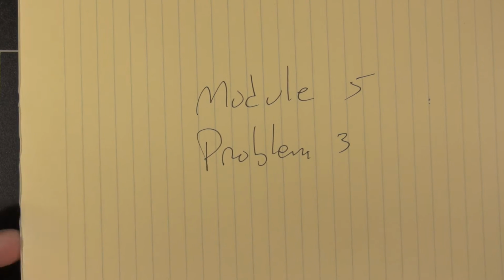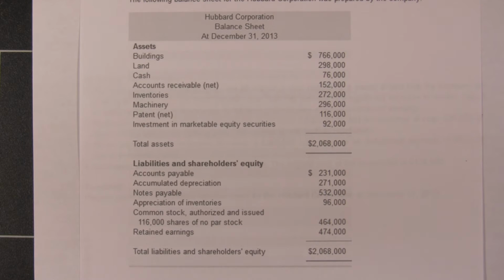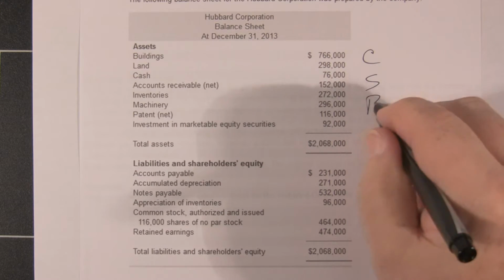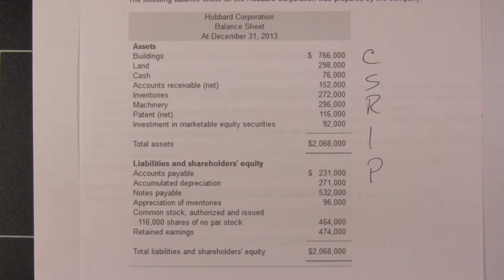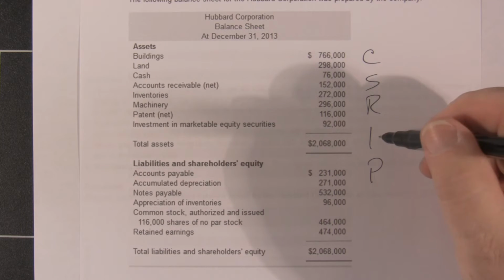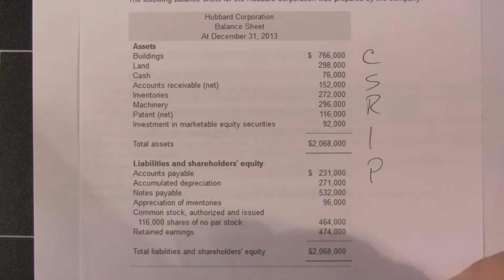Okay, Module 5, Problem 3 asks us to look at this balance sheet and prepare a corrected balance sheet. Well, this is where I need to remind you of the mnemonic device we talked about, CS-RIP: Cash, marketable securities, receivables, inventories, and prepaids. The other thing I have to remind you is that we are functioning under US GAAP, not IFRS, so you never write up an asset in your own holdings.